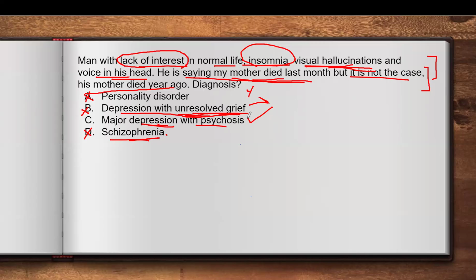Okay, although we do want a full MDD criteria, you might know it as SIGECAPS, right? So major depression needs to have 5 out of 9 SIGECAPS criteria. But from these four options, this one is the best that is fitting this statement here. Okay.